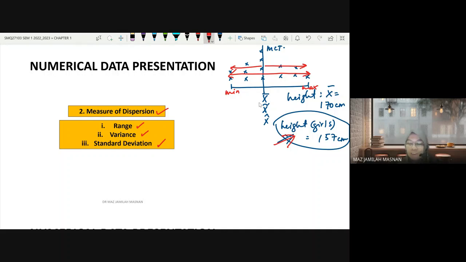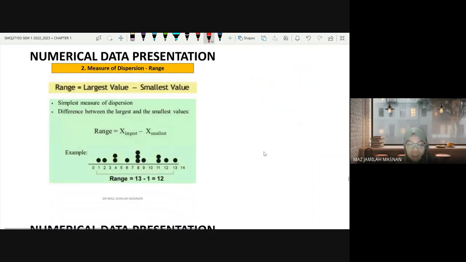The easiest one is the range. How do we measure the range? We take the largest value minus the smallest value. If the largest is 13 and the smallest is 1, we deduct 1 from 13 and have 12. So in this case, we know that the spread from the minimum value to the maximum value is 12. That is the first measure of dispersion, using range.